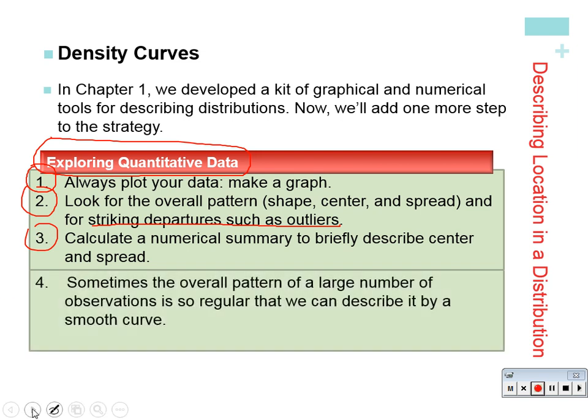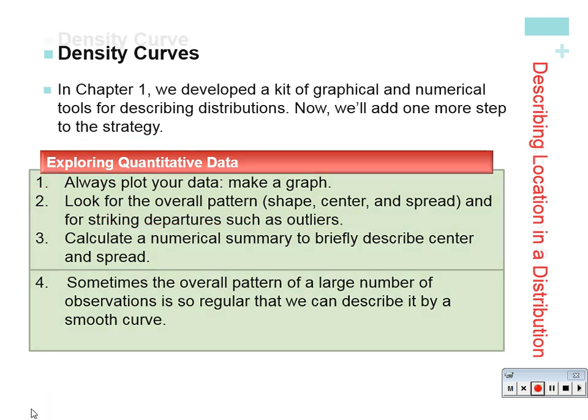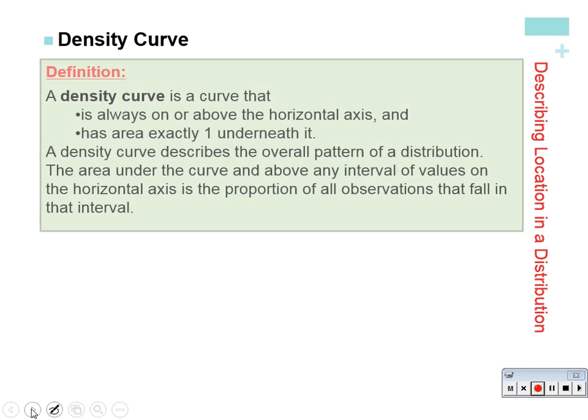So what we're going to add to this is a number 4 here, and that is sometimes the overall pattern of a large number of observations is so regular that we can describe it by a smooth curve. So if you've ever heard of a bell curve before, that's a lot of what's going to come up with what we're going to do next in terms of density curves. But a bell curve is not the only type of density curve. There's all kinds of different types.